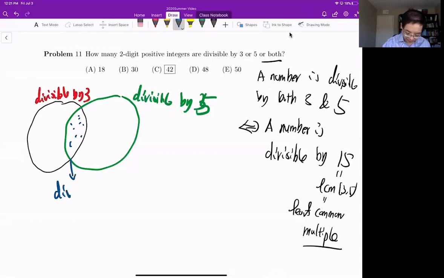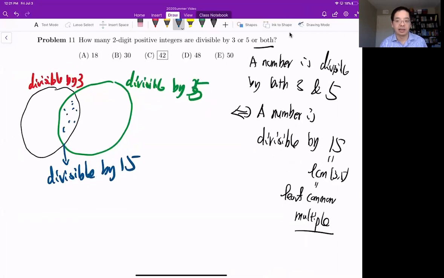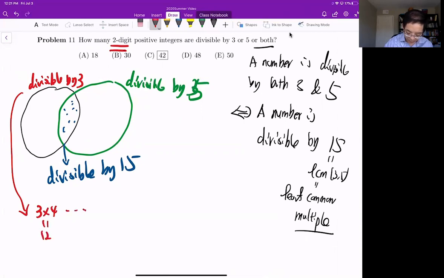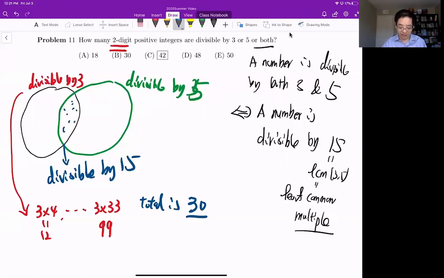So this is the divisible by 15. First, let's see those numbers that are divisible by 3. Let's look at this part. We want 2-digit numbers, so the first one is 3 times 4, which is 12, and then all the way to 3 times 33, that's 99. So in total you have 30 numbers in this list.